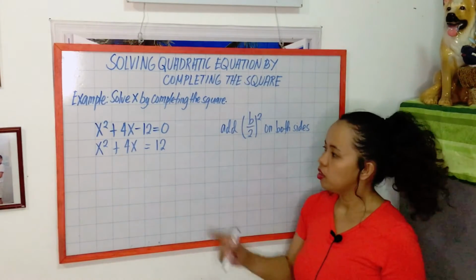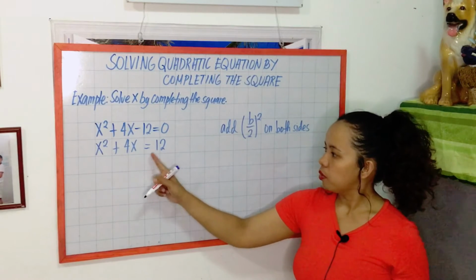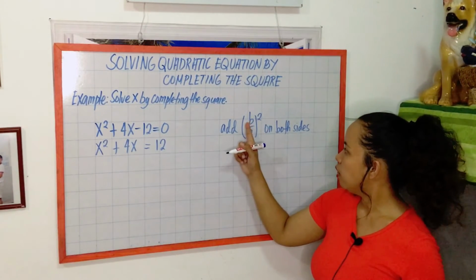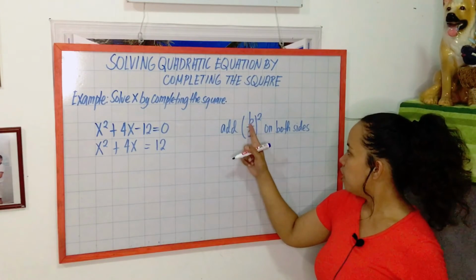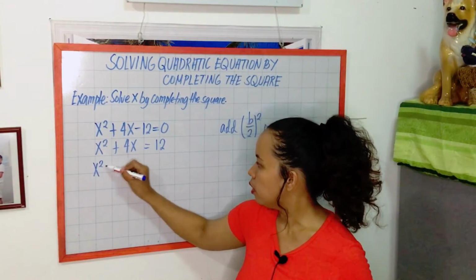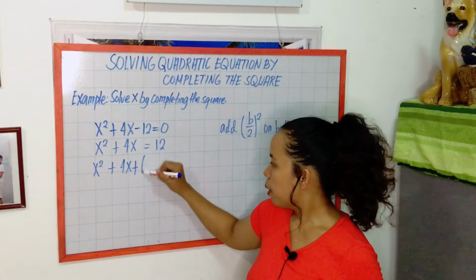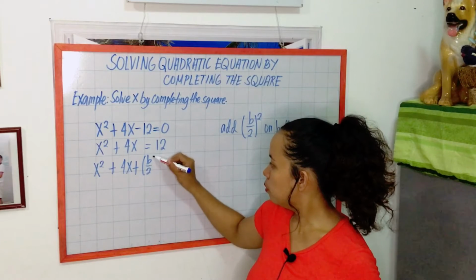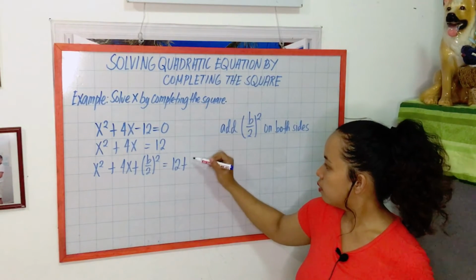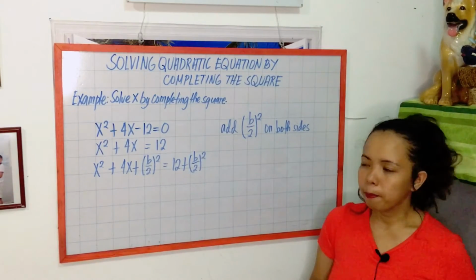So, ano yung b natin dito? Di ba, this is a, this is b, and this is our c. So, b is equal to 4. So, all we have to do is add to both sides b over 2 squared. So, we can now have x squared plus 4x plus b over 2 squared is equal to 12 plus b over 2 squared.